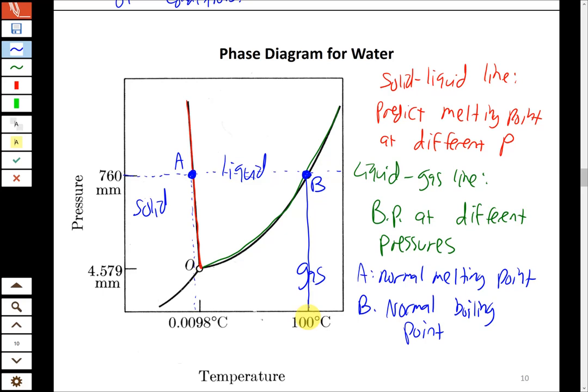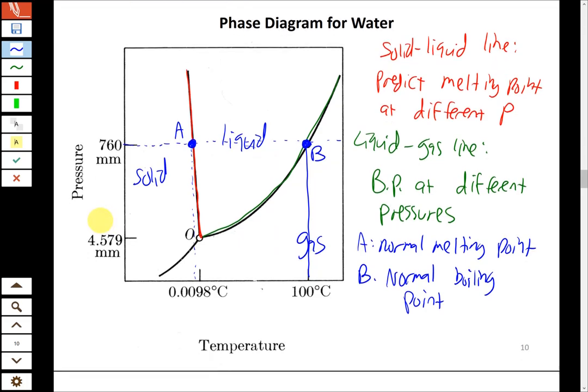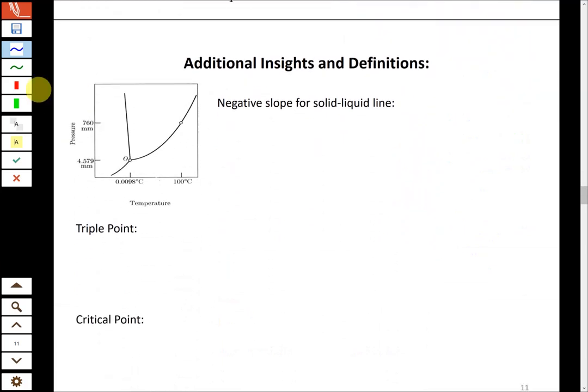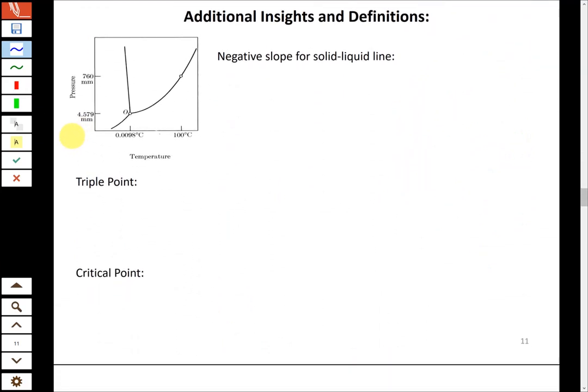Okay, so that gives you some information about how you can use the phase diagram to predict phase change temperatures and which pressures and which temperatures each of those three phases, solid, liquid, gas, would exist at. So that's how it works for water. So let's look at that a little bit more and talk about some additional insights that we can get from this. So again, at a very basic level, we just have solid, liquid, and gas regions, and we can predict how they are arranged in this diagram pretty easily, but there's some other insights that we can gain from this.